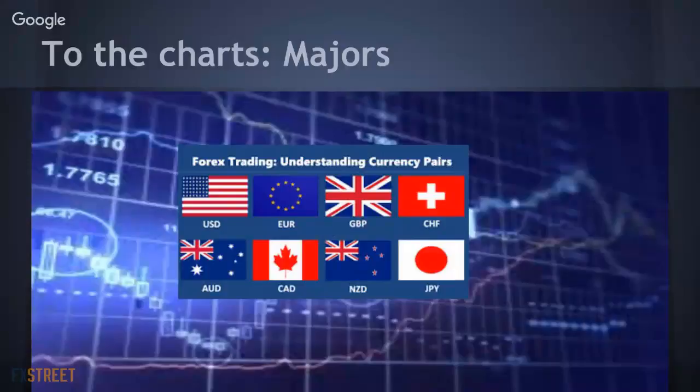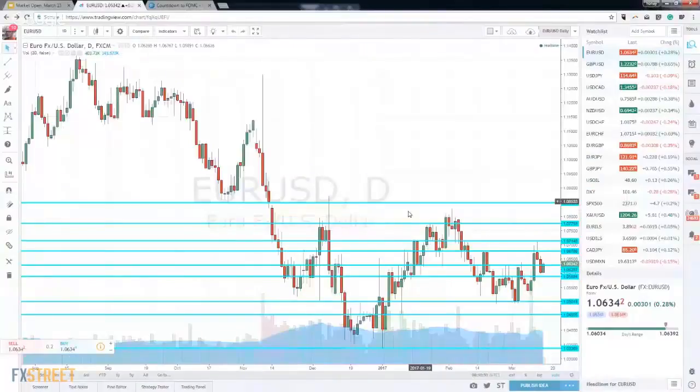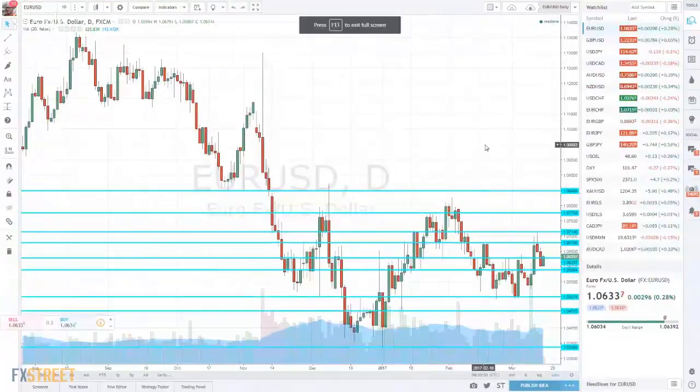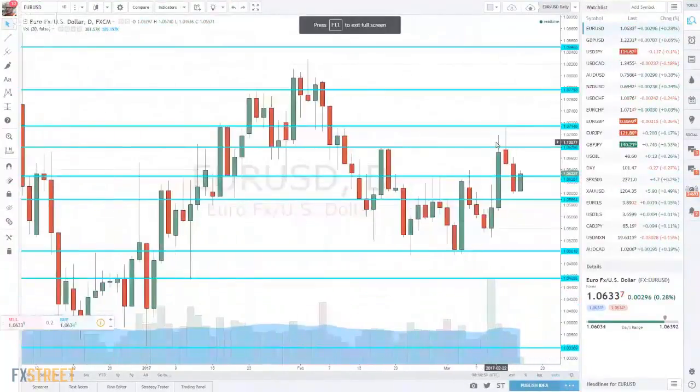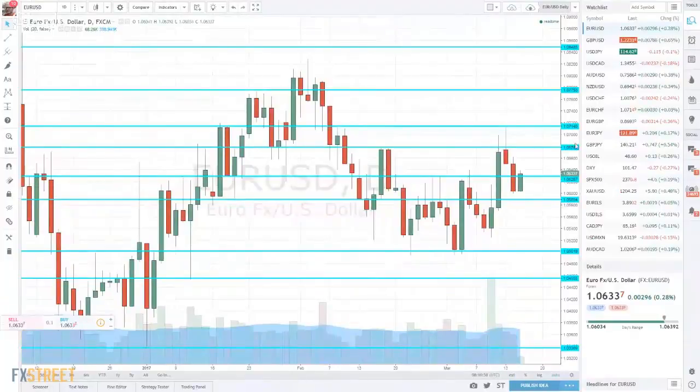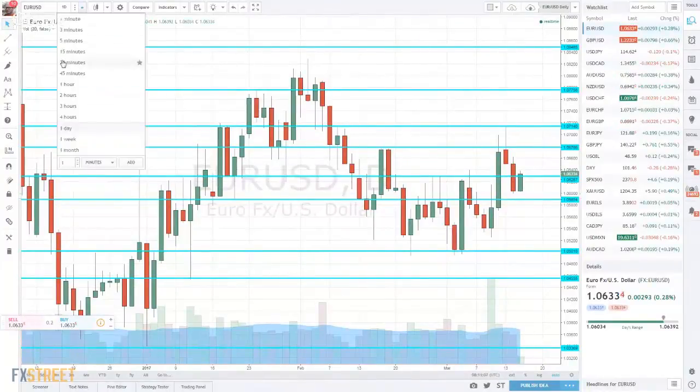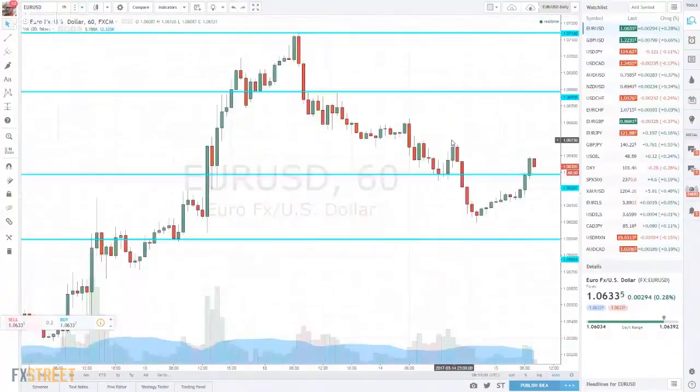So this is our technical segment for major pairs on March 15th, the Ides of March. Let's move to euro dollar. So this is the daily chart. As you can see here, we are at 106.33 on euro dollar. Basically, if we look at the bigger picture, the daily chart, we're bang in the middle of the range. Let's zoom in just a bit more to the hourly chart.